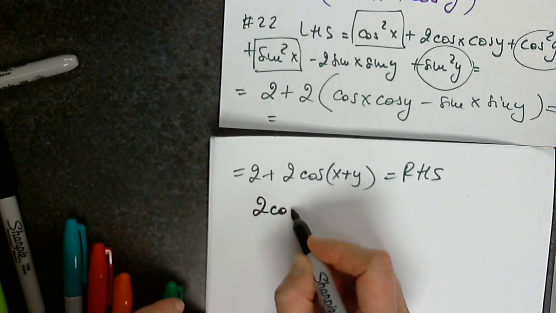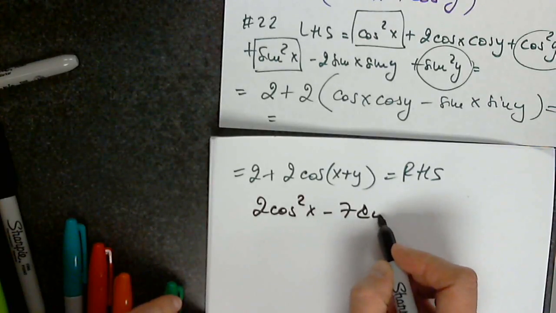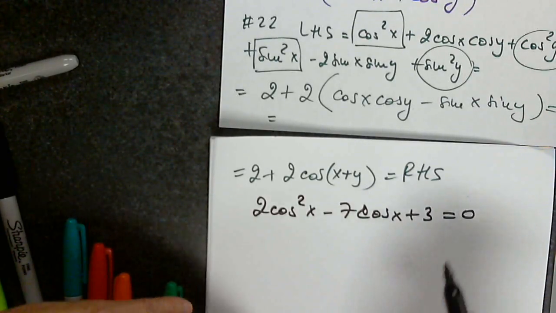So 2 cosine squared x minus 7 cosine x plus 3 equals 0.